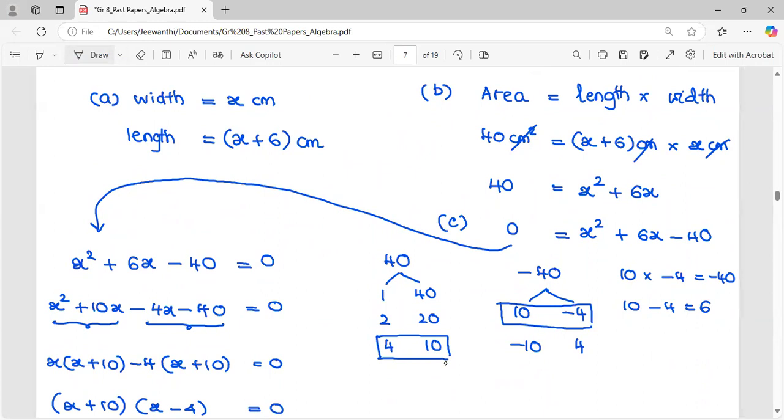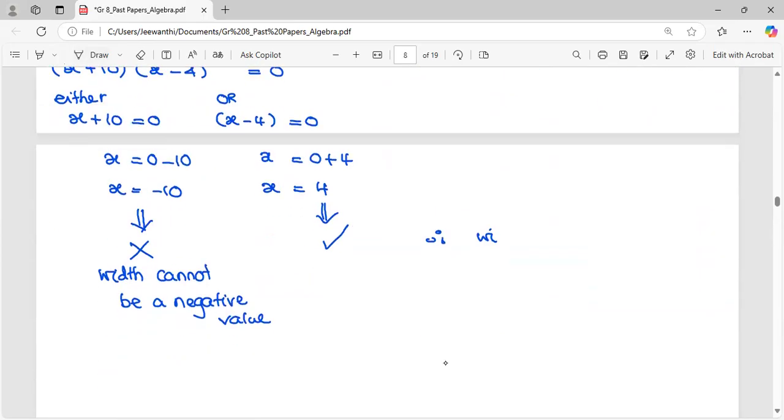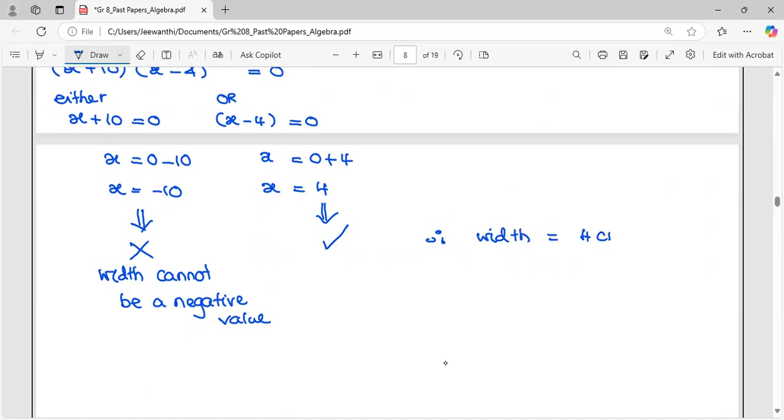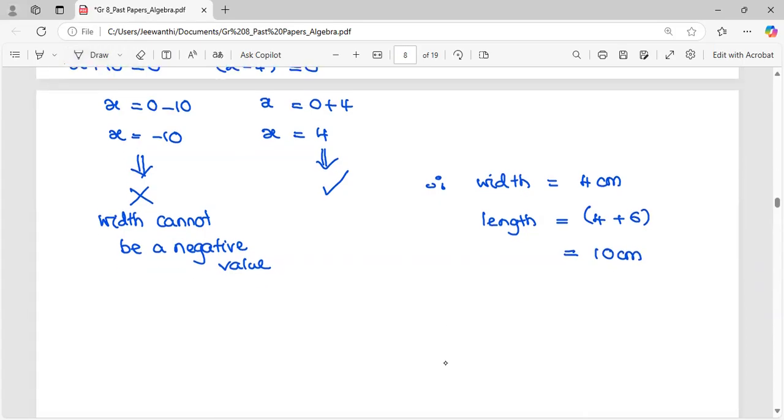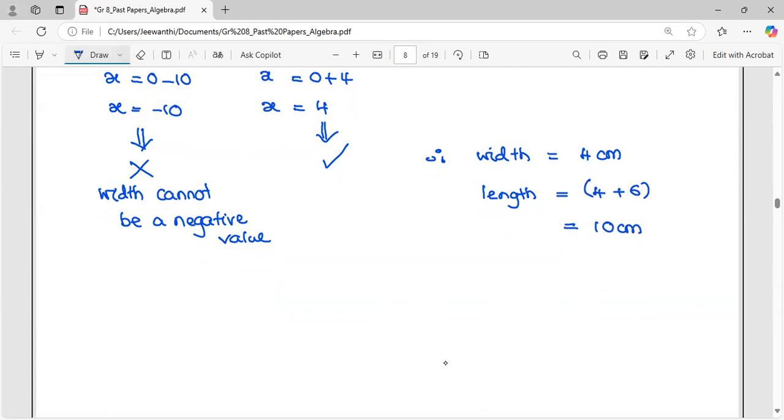So then the part C, the width is equal to 4 centimeters and the length is equal to 4 plus 6. So that is 10 centimeters. So then we found the width and the length. So then we'll move to part D. Part D, it asks us to find the perimeter. So then you quickly draw something like this and you show this is 4, this is 6, this is 4, this is 6.